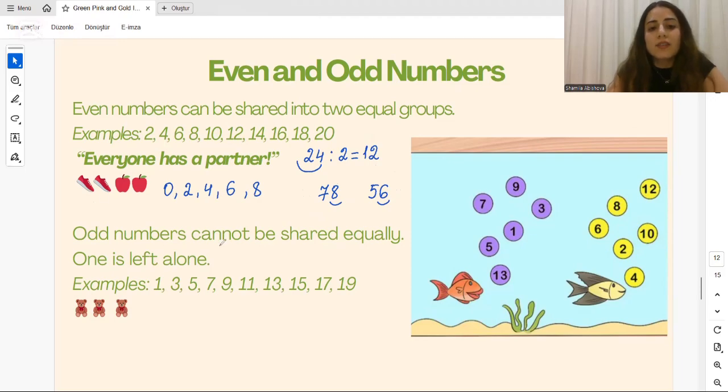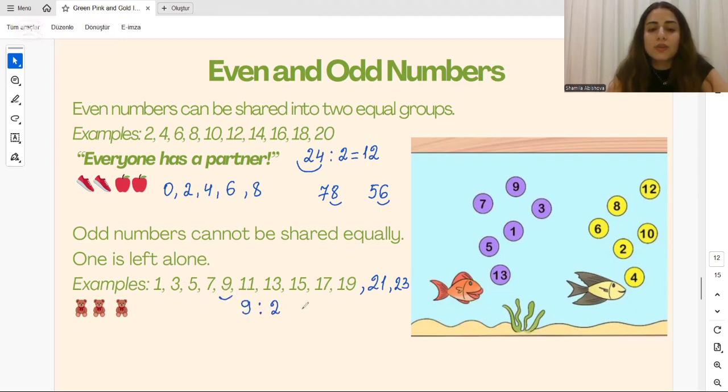Then odd numbers cannot be shared equally, and that means odd numbers are numbers that cannot be divided by 2 evenly, and always one is left alone. For example, 1, 3, 5, 7, 9, 11, 13, 15, 17, 19, and also 21, 23, and so on are odd numbers.